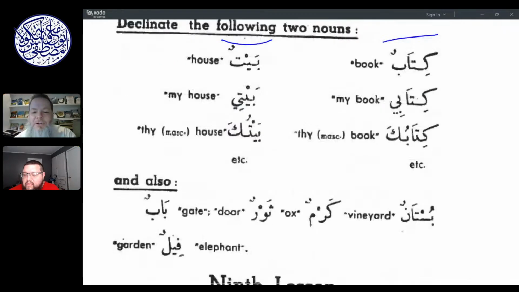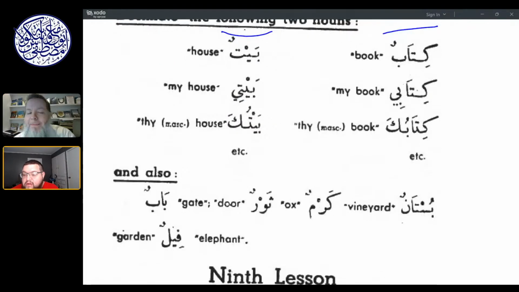Baituna, then go ahead. Continue. Baitukum, baitukunna, baituhum, baituhunna. Exactly. Then do it with kitab. Then do it with daftar. Do it with bustan. Do it with karm. Do it with thawr. Do it with bab. Do it with feel. Do it with deek.